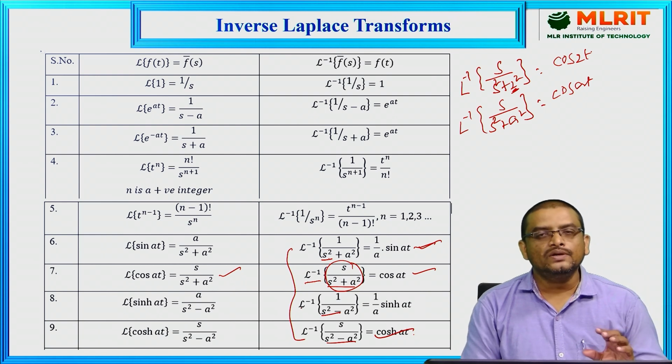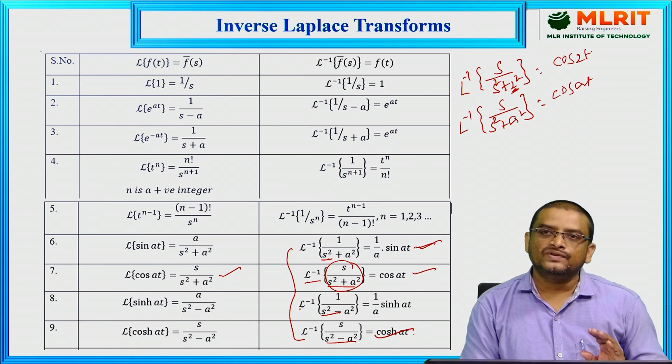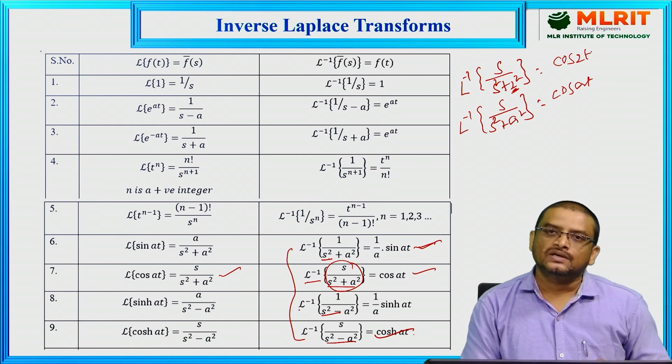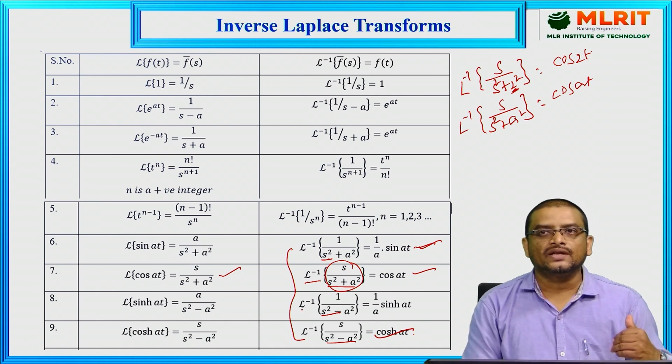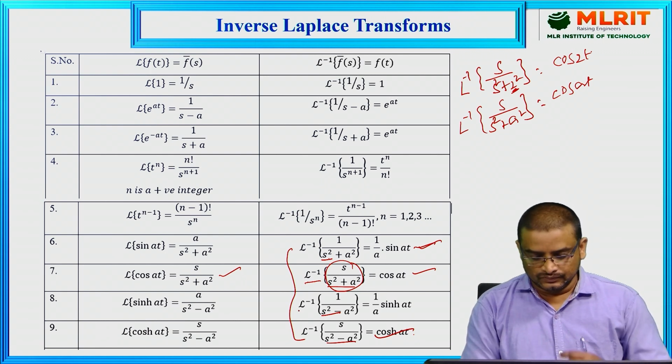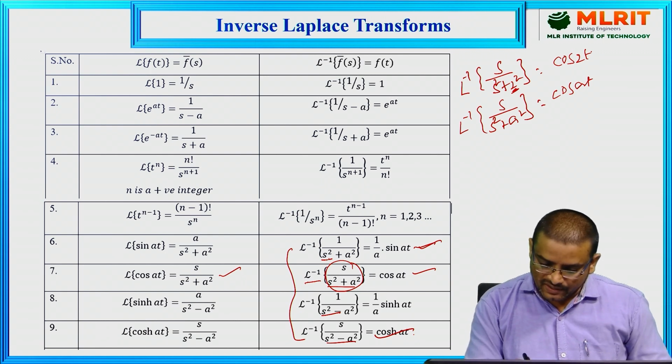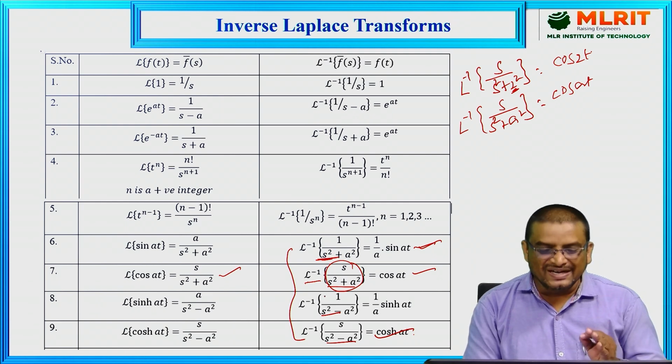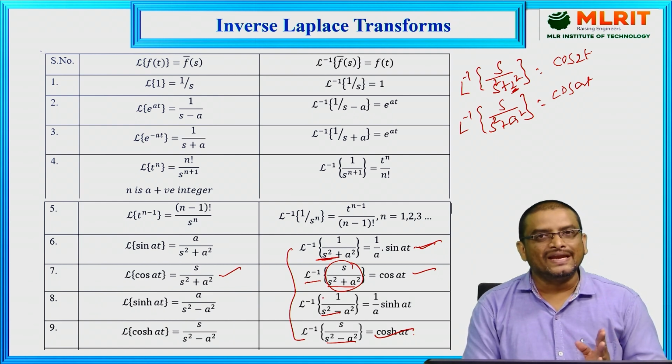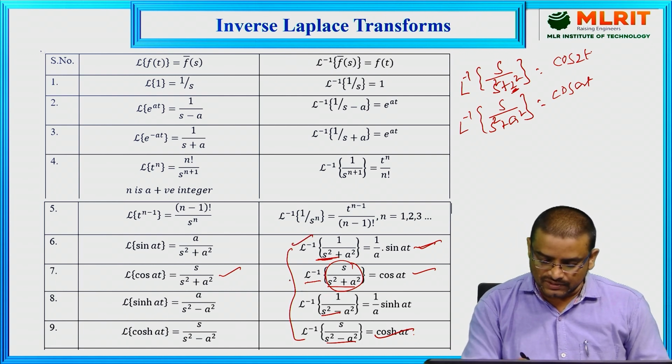Whenever in the given function you have any coefficient for s square other than 1, first we have to take that coefficient of s square common from the denominator. Because in our standard formula the coefficient of s square is 1, that is we want only s square. We don't want any coefficient for s square in order to apply the standard formulas.